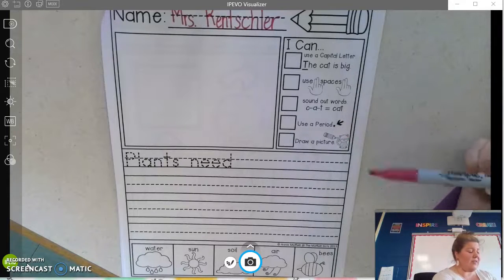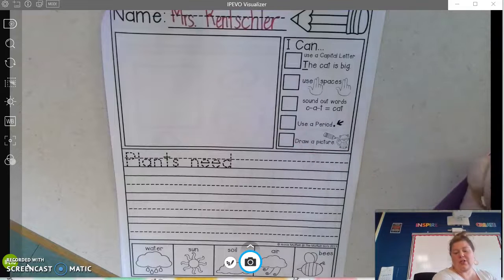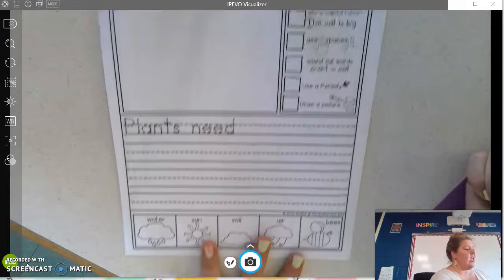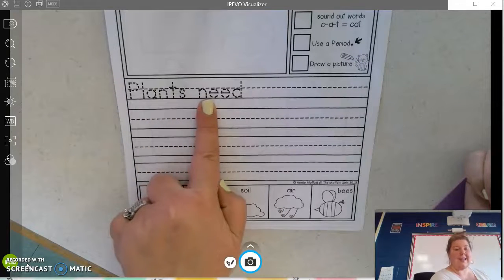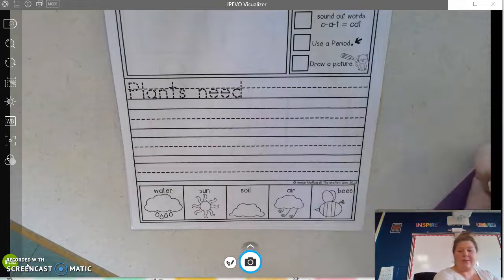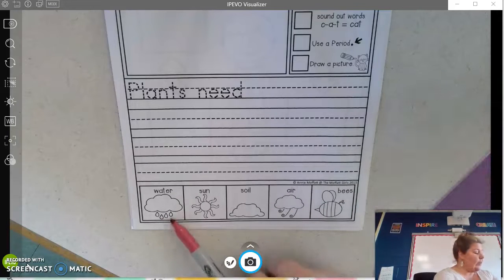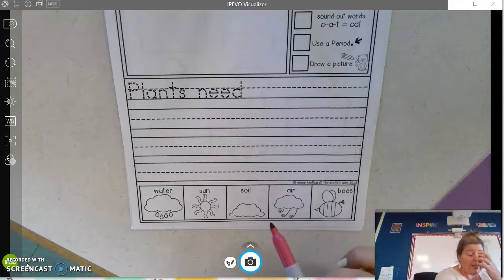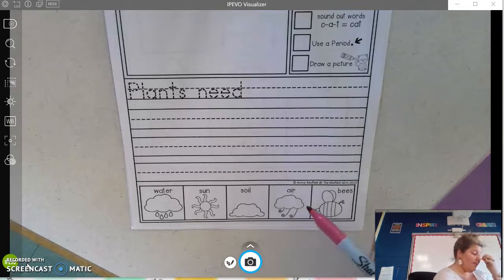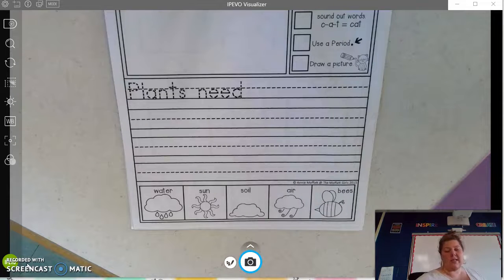Using a period at the end of our sentences, and then drawing a picture. You're going to draw a picture after we're done writing, okay? So down here, it has a sentence started for us. It says plants need. And then at the very bottom, there's some words to help us. There's water, sun, soil. This kind of looks like a cloud to me, but maybe if we color it brown. Air, and bees. So what we're going to do is we're going to write a sentence using all of these things, because these are things that plants need, right? We're going to practice using commas today too.